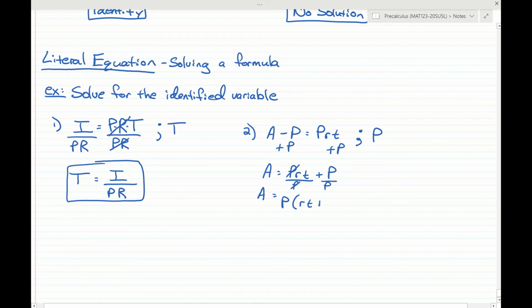Cancel here. P divided by itself is just 1. And then if we want to get P by itself, instead of multiplying by the quantity R T plus 1, if we divide both sides by the quantity R T plus 1, it would cancel out here, and it shows up on this side. So bottom line is you would get P is equal to A divided by R T plus 1. That would be our answer.